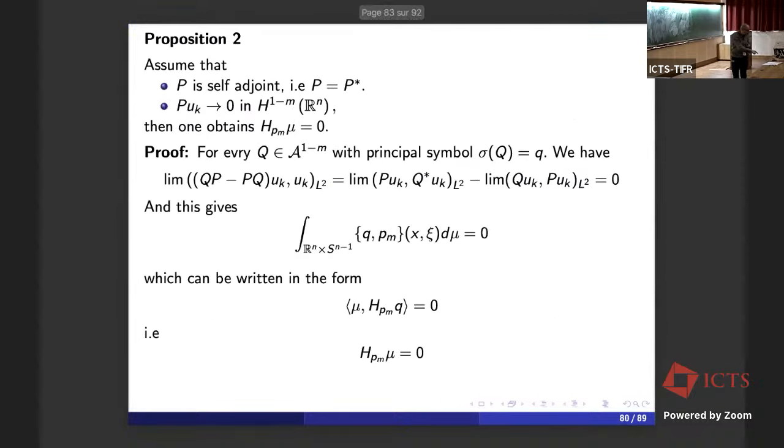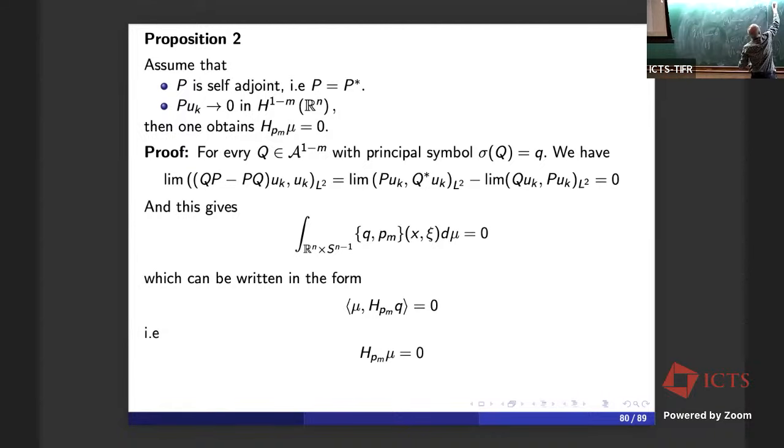The proofs are here. They are also, I think, a little bit more detailed in the notes. So you see, you have the same equation. Mu here is the measure. Of course, please pay attention: this equation has to be read in the sense of distributions, because mu is a measure, a distribution of order zero. That means that H_p mu equals zero, that means that <H_p mu, a(x,xi)> equals zero for any symbol a.